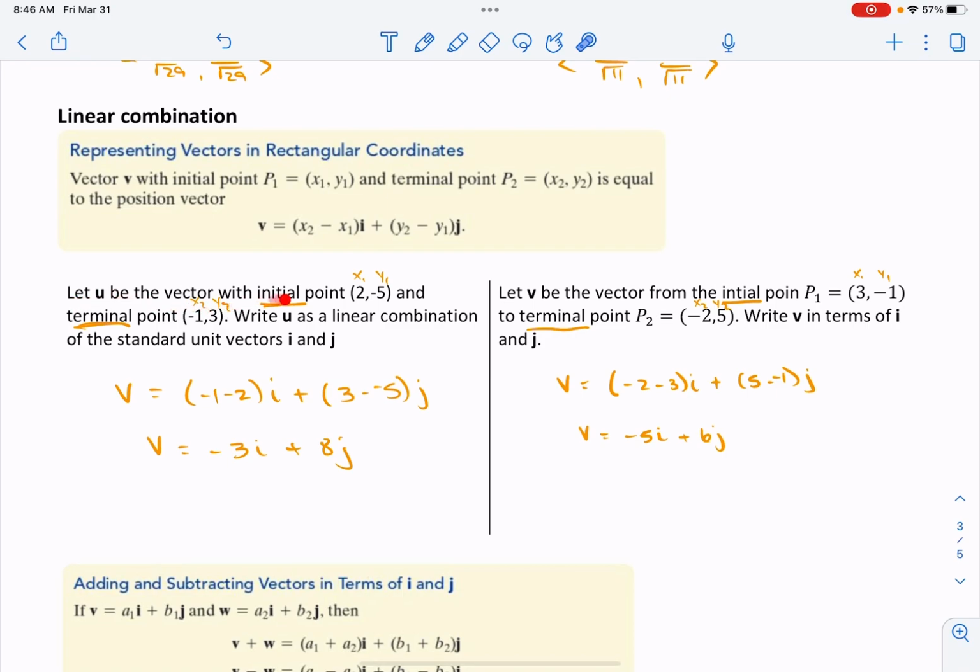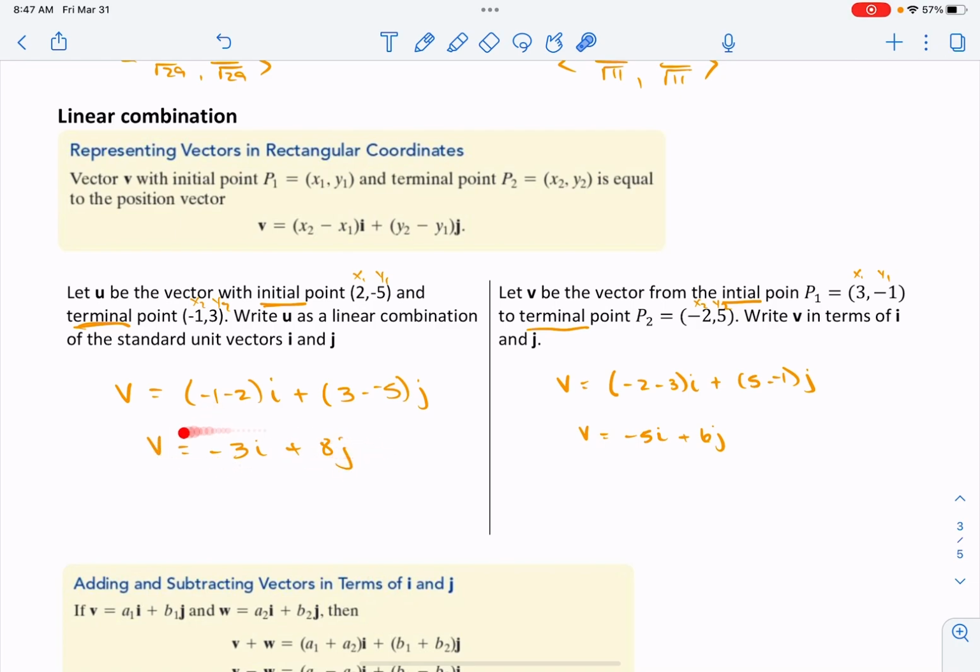It says, let u be the vector with the initial point and a terminal point, write in linear combination of the standard unit vectors i and j. Okay, so head minus tail. So my vector is going to be negative 1 minus 2 i plus 3 minus a negative 5 j. So here we get negative 3i and plus 8j.